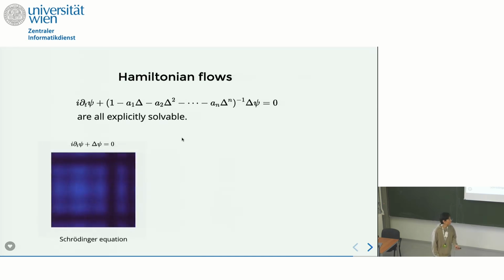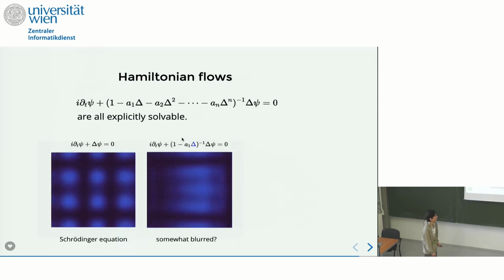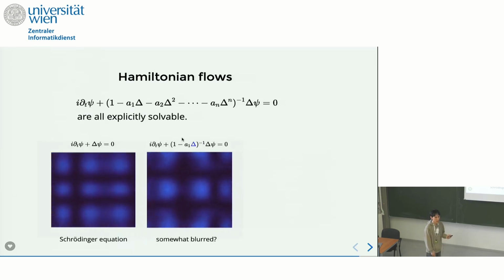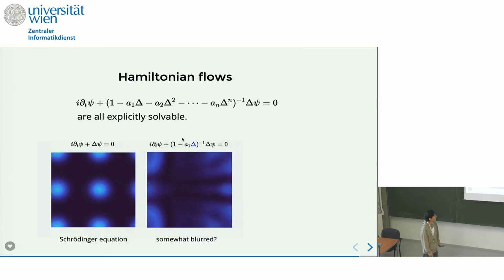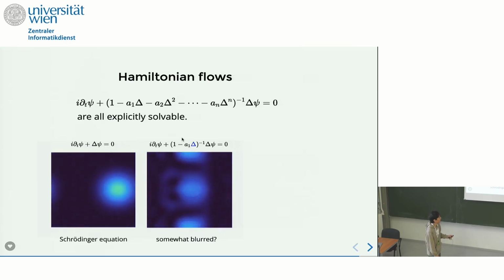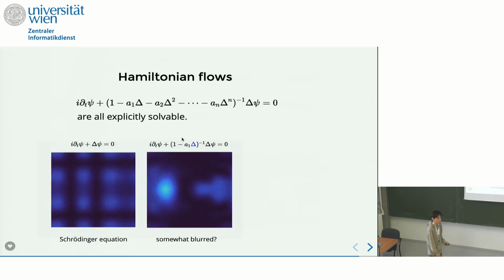I can visualize them. This is the standard Schrödinger equation. At the initial condition, I take a Gaussian-like wave function and add some velocity by adding a wave number. I'm visualizing its intensity, the squared modulus of psi. This is the standard Schrödinger equation. And then the next one, I take a non-zero A1, so 1 minus A1 Laplacian. Maybe some of you already expected this: it is somewhat smooth or blurred.